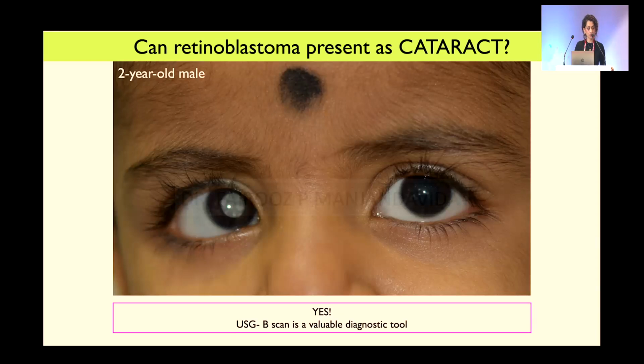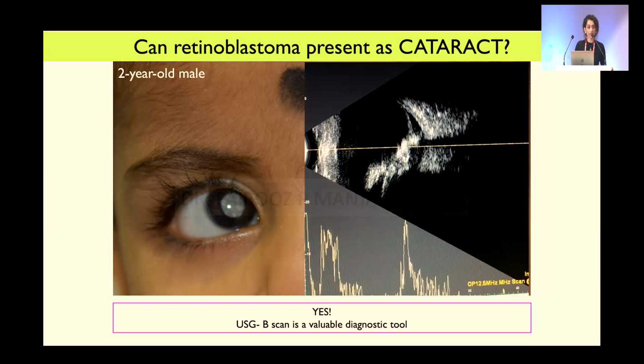This is a 2-year-old male child who presented with a cataract. This is a white, complete, total cataract. So can retinoblastoma present as cataract? Well, it is definitely a differential diagnosis. A white reflex is definitely a differential diagnosis of cataract. Yes, retinoblastoma can present as a cataract. An ultrasound B scan is the easiest diagnostic tool. Although the child has a total cataract, something lurking inside was a retinoblastoma.